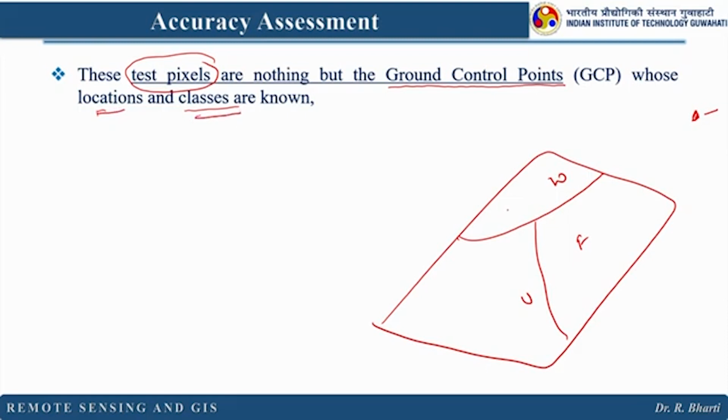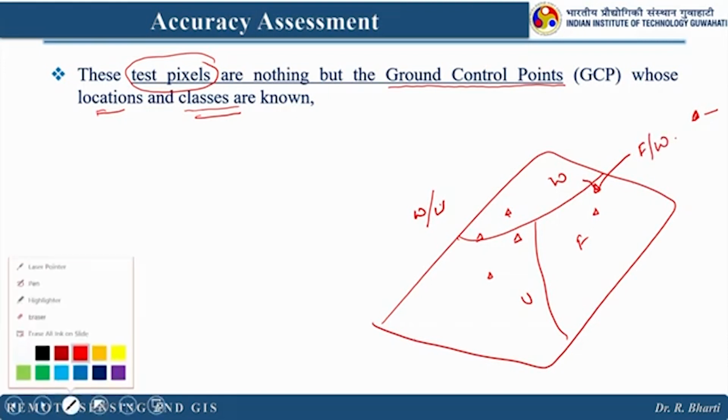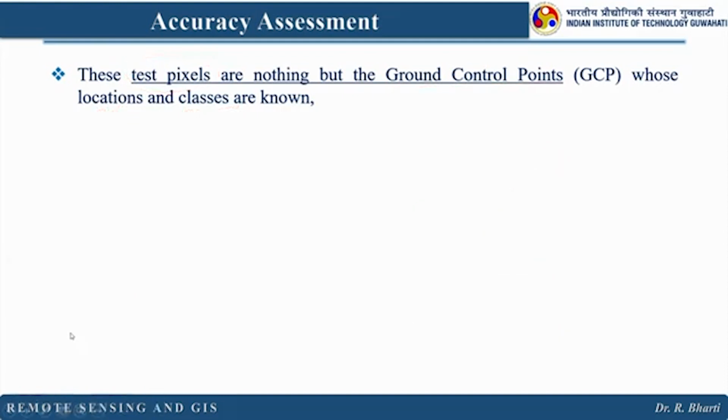So if I plot the collected information from the field, and let us assume this pixel in the classified image belongs to water, but in the field it was maybe urban area, that is the next boundary. Similarly, if you consider this pixel, here in the classified image it is forest, but in the field it is water. So like that you need to find out the corresponding class of the ground control points in the classified image and in the field.